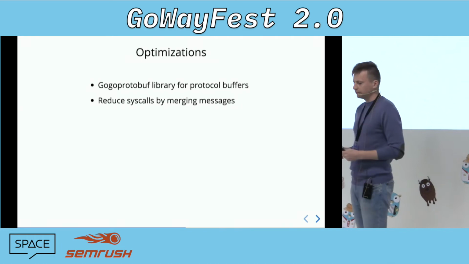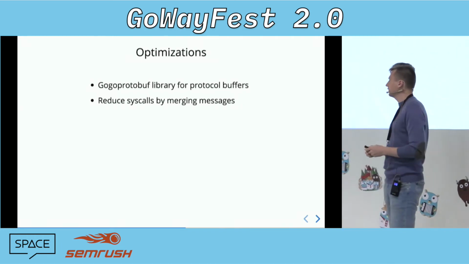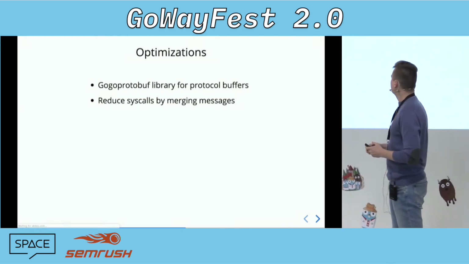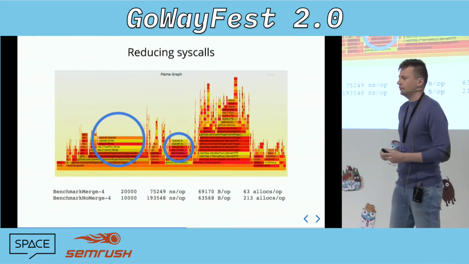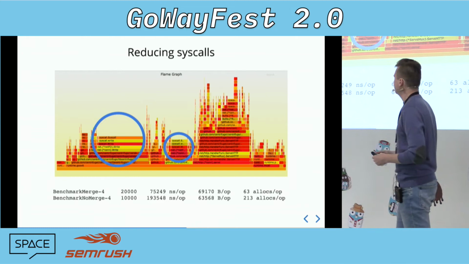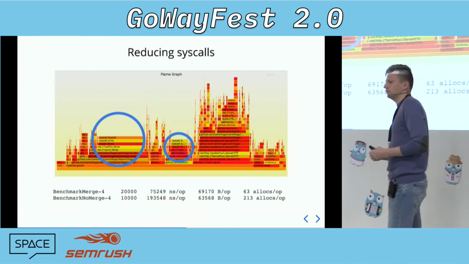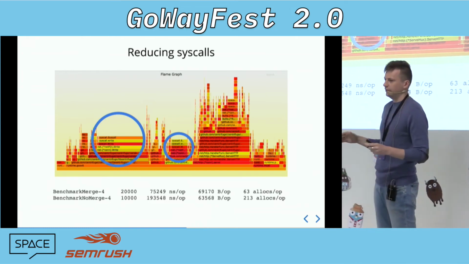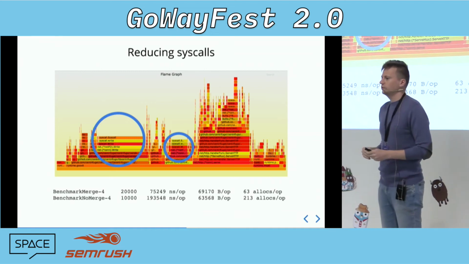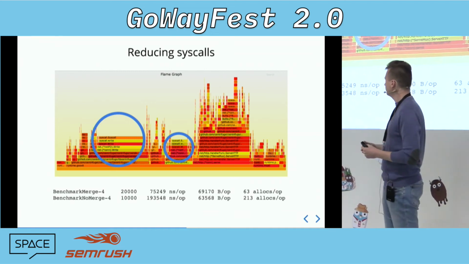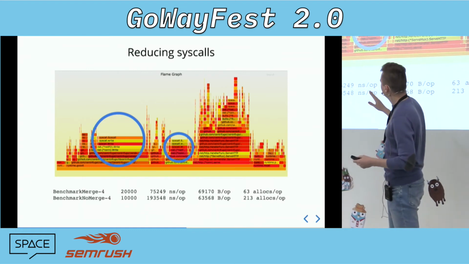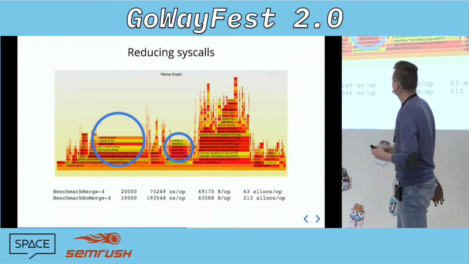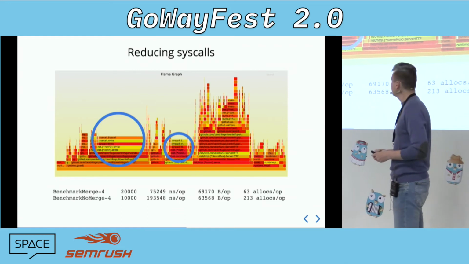What does it mean? If we look at a real flame graph of Centrifuge version 1, this is a real flame graph of a production instance, we can see a lot of the widest flames relate to write system calls. You can't see, I understand, but believe me, there are write system calls in circles.